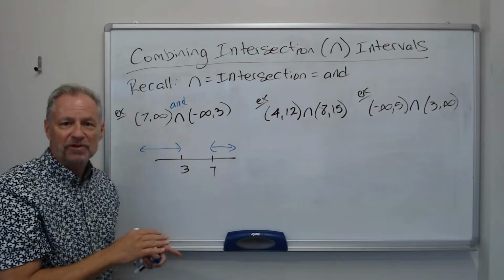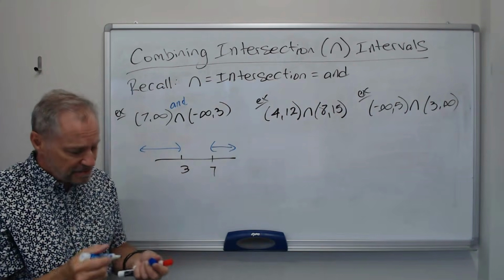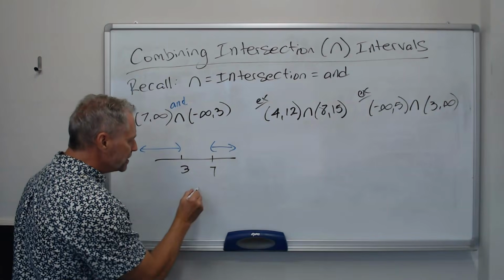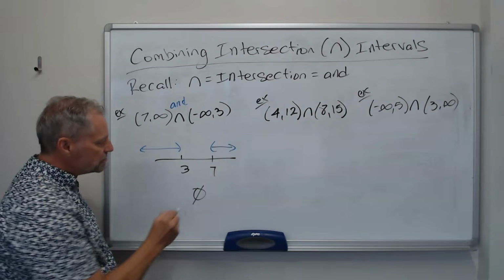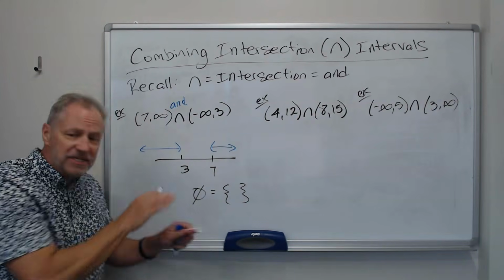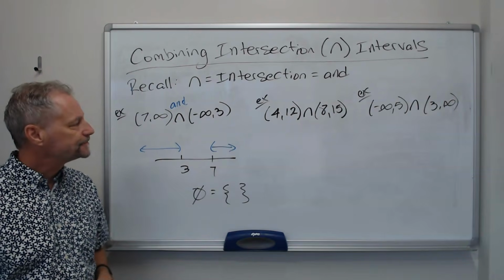There's nothing that's in both intervals. These don't overlap at all. The intersection, we would say, is empty. There's no solution here, so the answer is just going to be no solution. Maybe you'll say the empty set, depending on how your teacher wants you to do it, but there is no solution here. There's no intersection. These don't intersect at all.